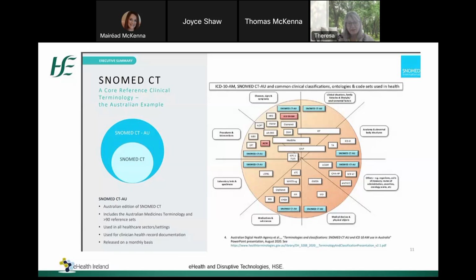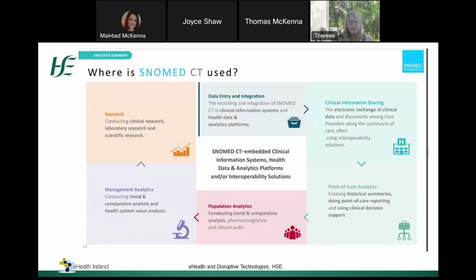Blowing up that slide is quite useful to see where everything fits together. And I suppose just to say it has this global reach and it's applicable in all the various parts of a healthcare record. Where is it used? So here is at the data entry and integration. So you're going to have a digital health solution, having SNOMED at your data entry point and for that integration. So at the point of care when you're collecting the information.